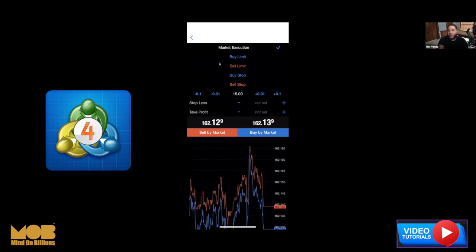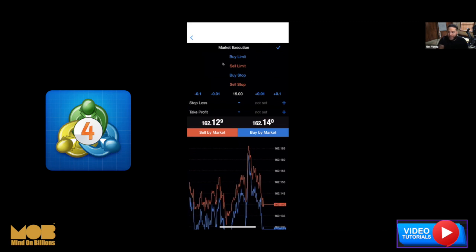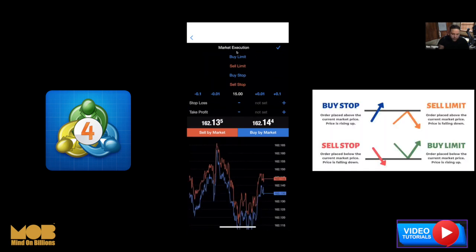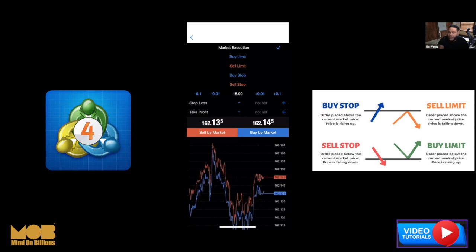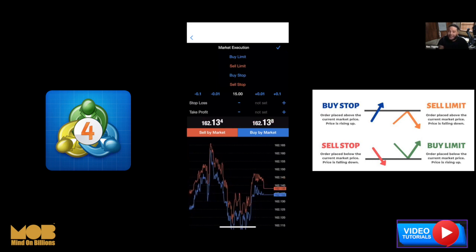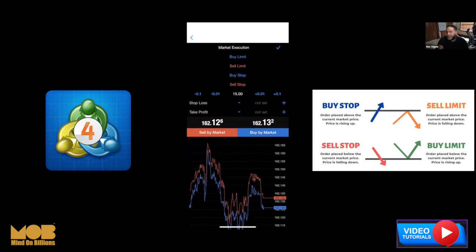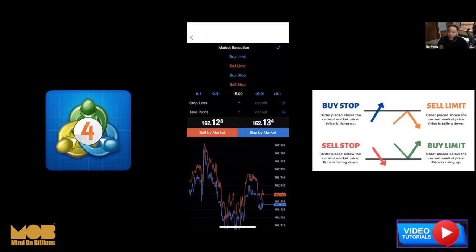The easiest way to understand the pending orders, let me get in here. See if I can pull up. Yes, got it right here. These are the pending order types. You have buy stop, which is an order placed above the current market price when price is rising up. When you place the order above where the market is currently at and the market goes up and crosses that buy stop level, that is when that buy is going to activate.